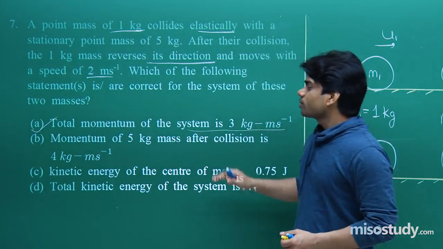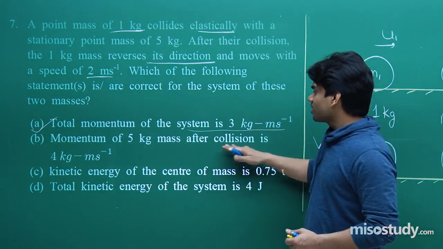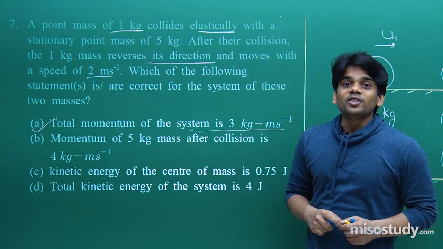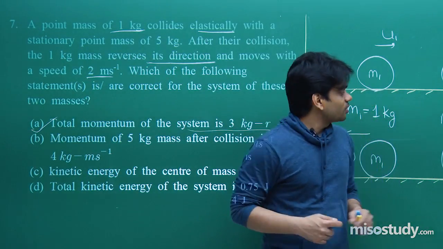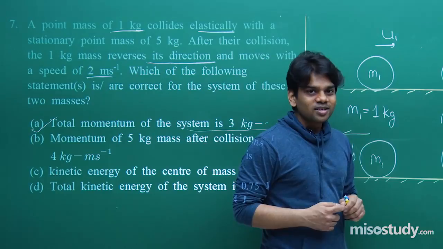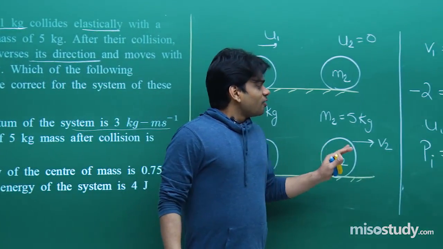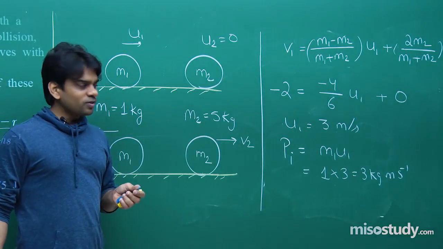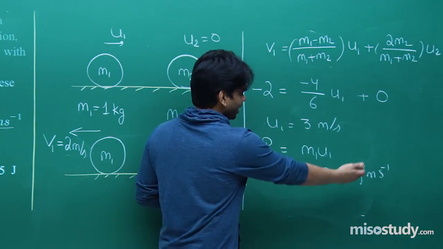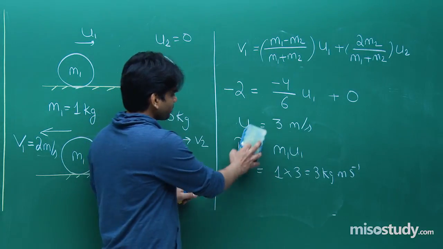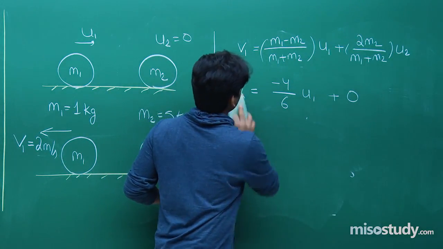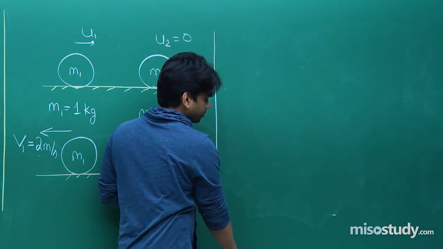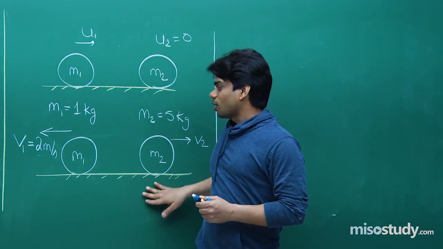Let's check the second option. Momentum of 5 kg mass after collision is 4 kg meter per second. For this, we need to know the final velocity of the 5 kg mass, because we are unaware of it. We have known the initial momentum. How to find out the final velocity of the second body? Clearly you can see here it's 3 kg meter per second. Remember this momentum? So I am going to use the concept of momentum to find out the final velocity of the second object, that is this object.